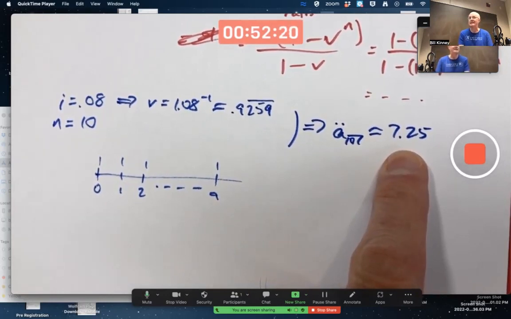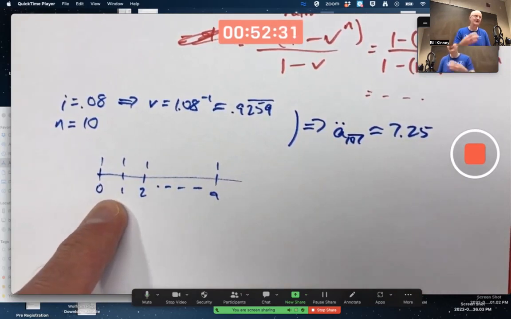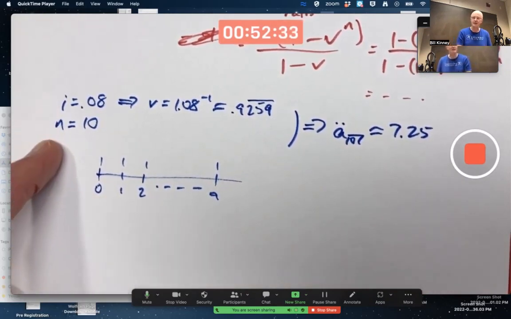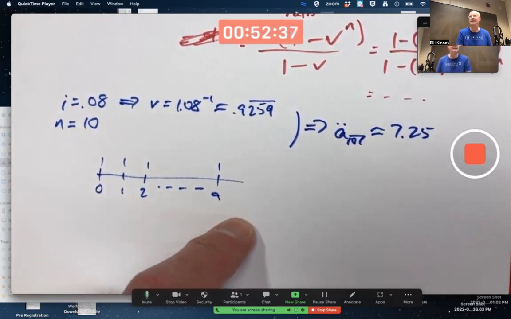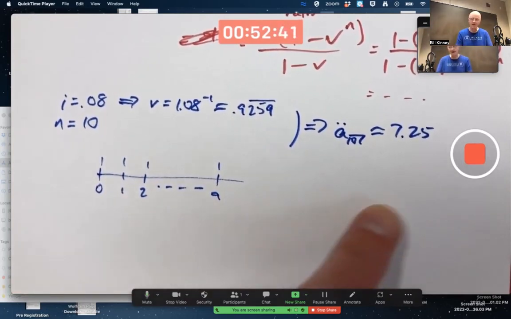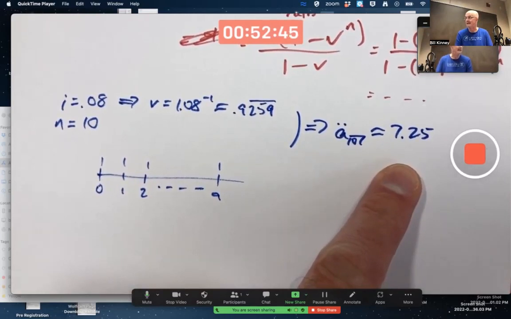Another way to think of this is if you paid somebody $7.25 right now, because you were aware that there's an 8% interest rate available, that would be equivalent to getting these $1 payments back at these times. You wouldn't be gaining any money effectively. You'd be breaking even because you paid them that much. If you paid less than that, then you'd be getting a gain.